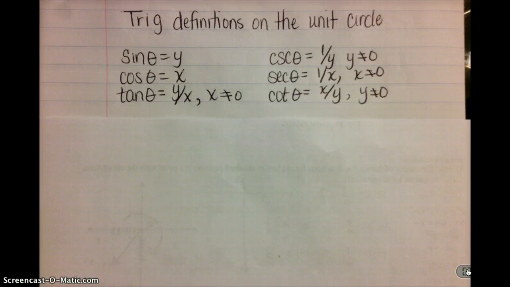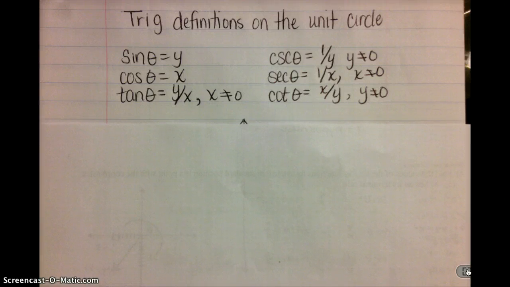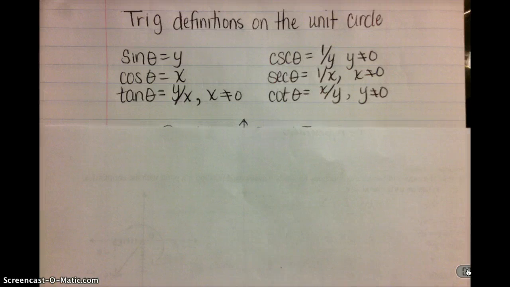The cosine of theta is x, so the secant of theta is 1 over x, and x cannot be equal to 0. Tan is y over x, so if we take the inverse of y over x, we get the fact that cotan is x over y, and y cannot be equal to 0 because once again it's in your denominator.